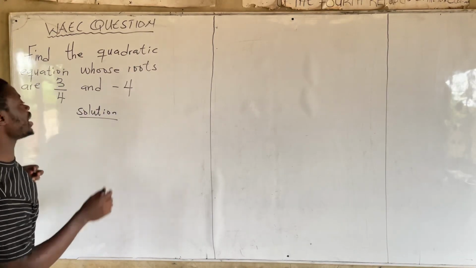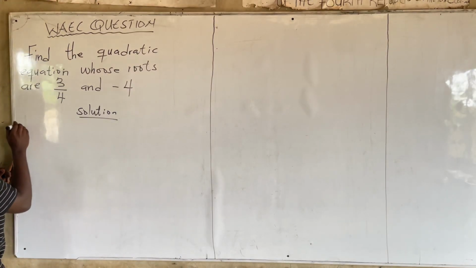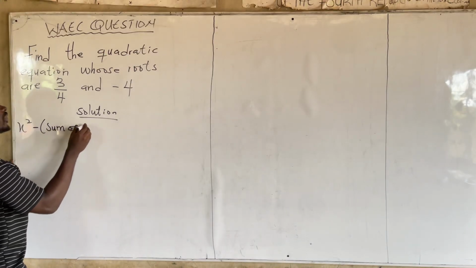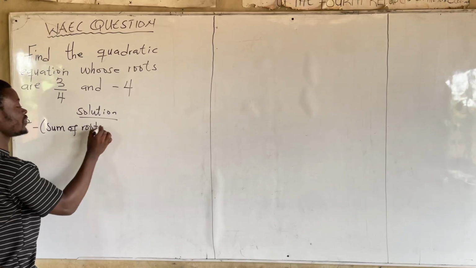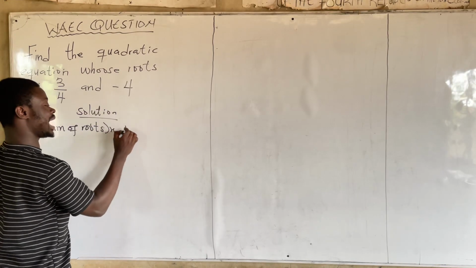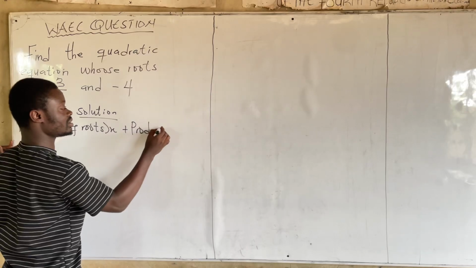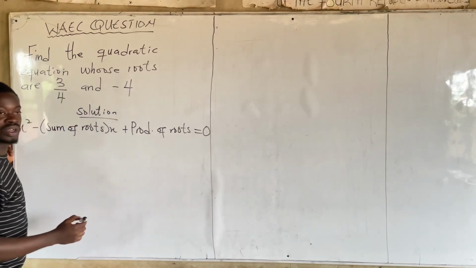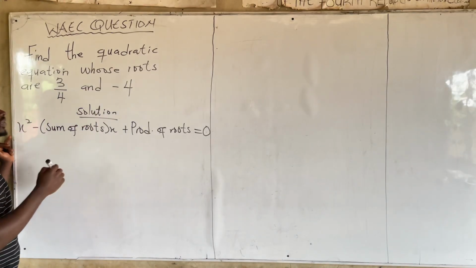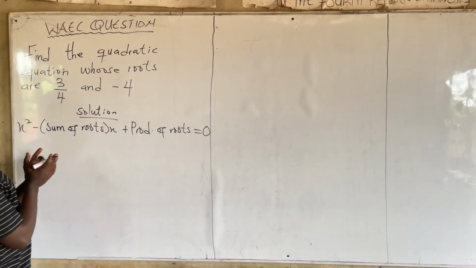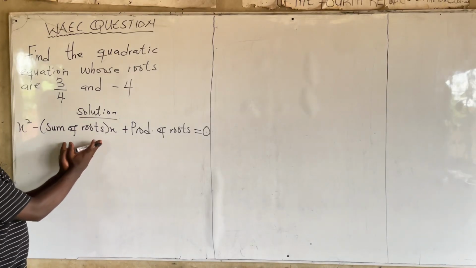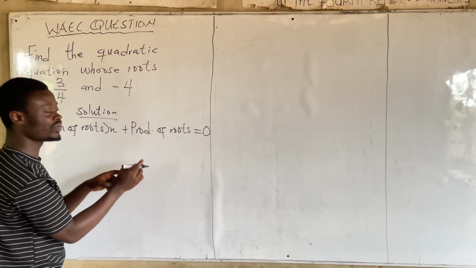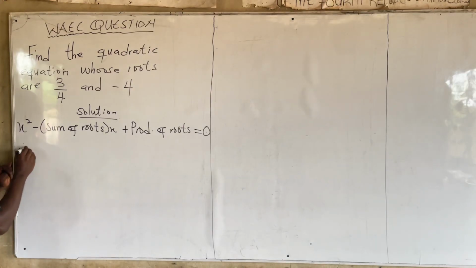The formula we can use to solve this question is x squared minus the sum of roots times x plus the product of roots, all equal to 0. This is the formula we are going to use. First let's get the sum of the roots. When we are done, we get the product of the roots, then we substitute it into this formula and solve it. So let's first find the sum of the roots.